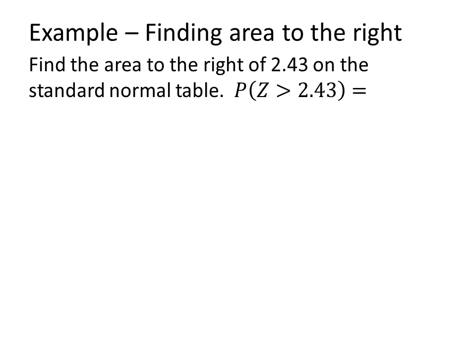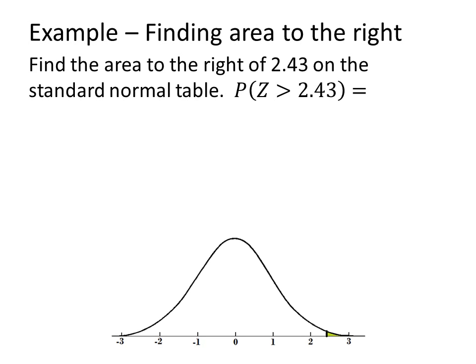In this next example, we're asked to find the area to the right of a certain number. Now, in this case, the area to the right of 2.43 is this little bitty bit right here on the right. The notation that we use for this is to find the probability that z is greater than 2.43. So when we're trying to find the area to the right, we'll always use greater than.